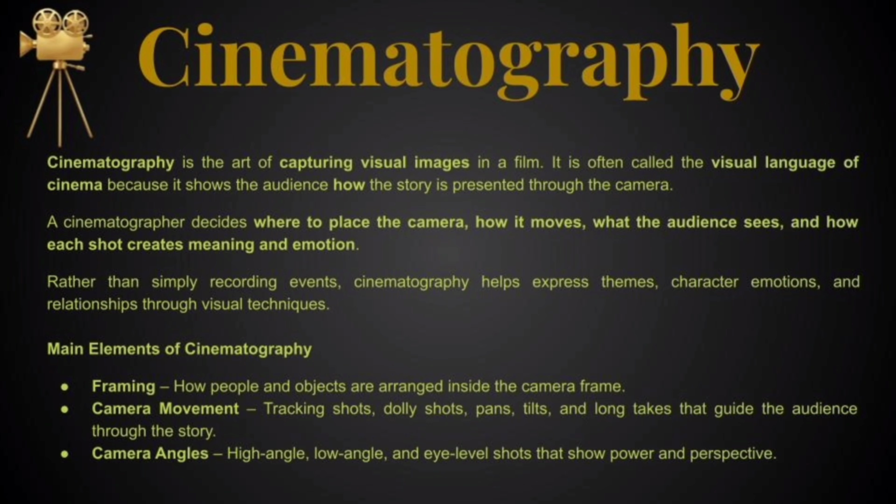Now let's move on to cinematography. Cinematography is the art of capturing images through the camera. It is often called the visual language of cinema because it shows the story through visuals instead of only dialogue. It includes how the camera is placed, how it moves, and how a shot is framed. These techniques help express emotions, relationships, and important themes. The main elements of cinematography are framing, camera movement, and camera angle. Now let's see how these techniques are used in Parasite.